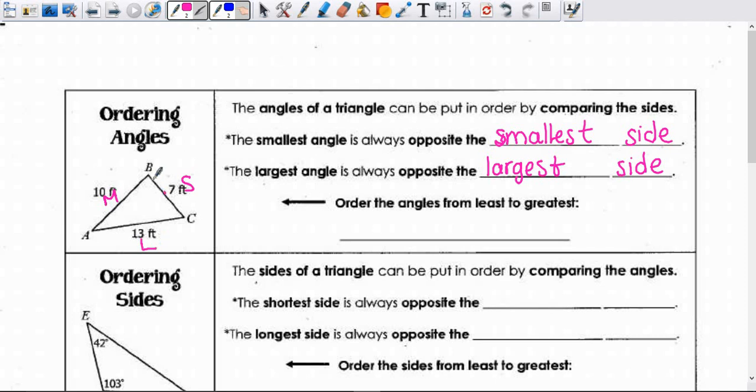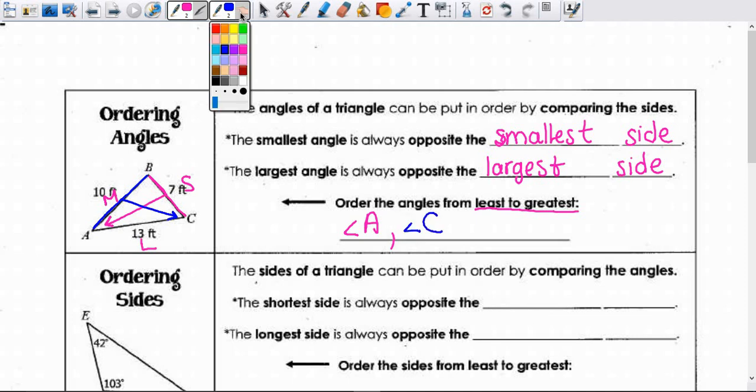So across from my smallest side here is angle A, and if I'm ordering from least to greatest, I should start with my small. Okay, so angle A is the smallest, and then our medium side was AB right here at 10 feet, and across from that was angle C, so that one is next. And then our large side was AC right here, which was 13, so we go across from that, which is angle B. So angle B would be our greatest. So in order from least to greatest would be angle A, angle C, angle B.